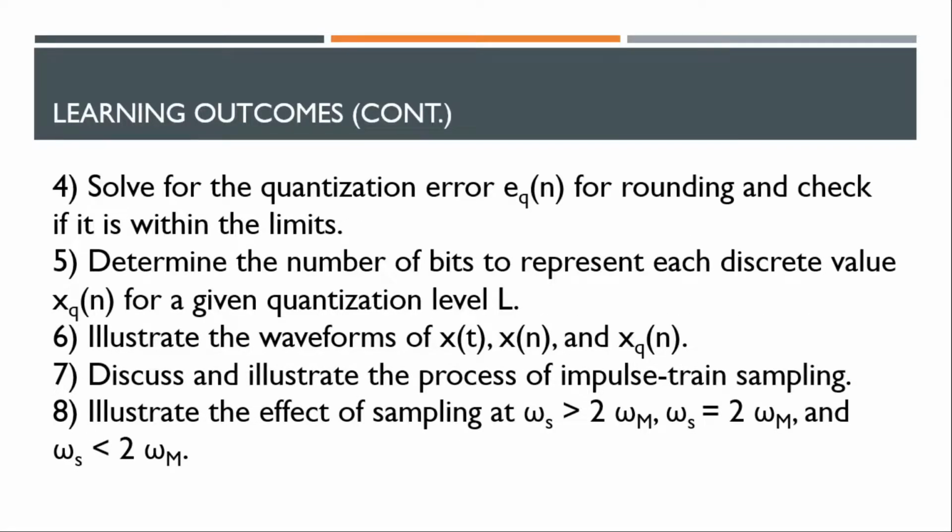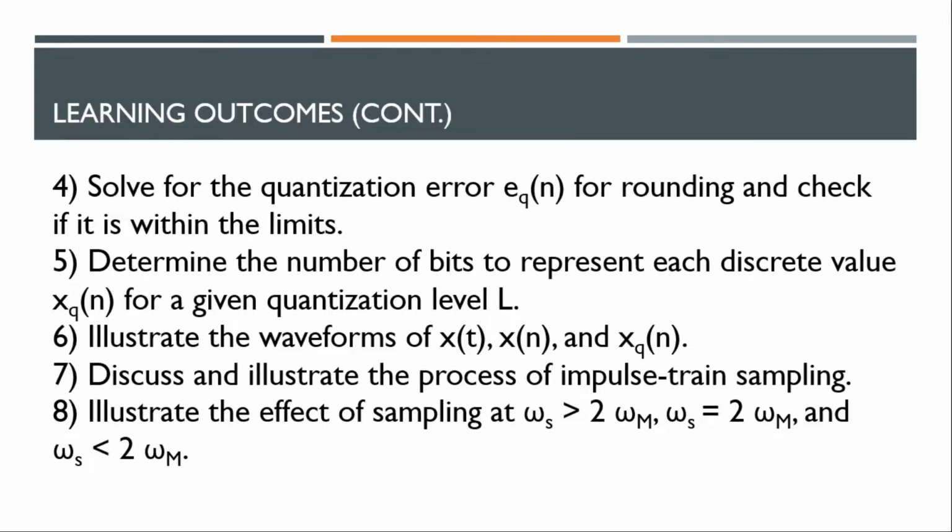Number 4, solve for the quantization error e sub q of n for rounding and check if it is within the limits. Number 5, determine the number of bits to represent each discrete value x sub q of n for a given quantization level L. Number 6, illustrate the waveforms of x of t, x of n, and x sub q of n. Number 7, discuss and illustrate the process of impulse train sampling.